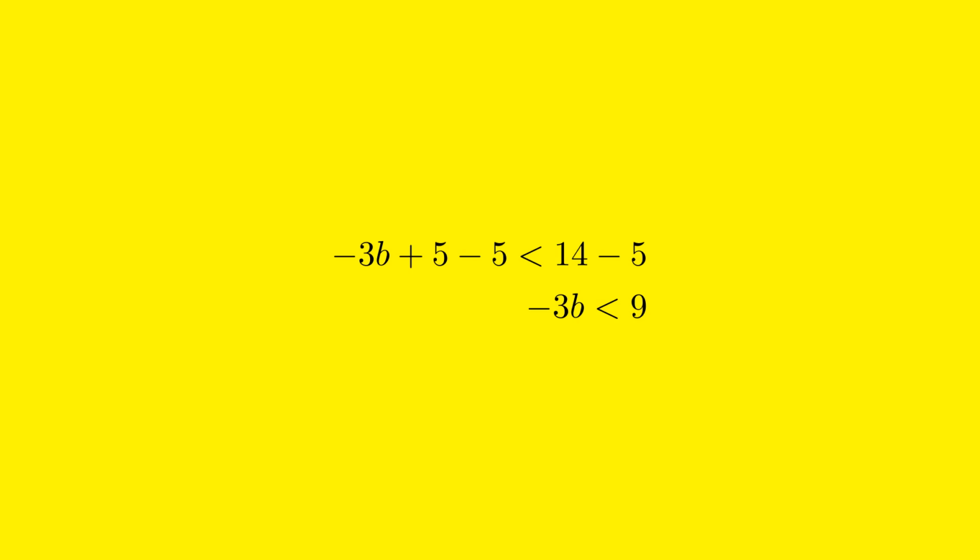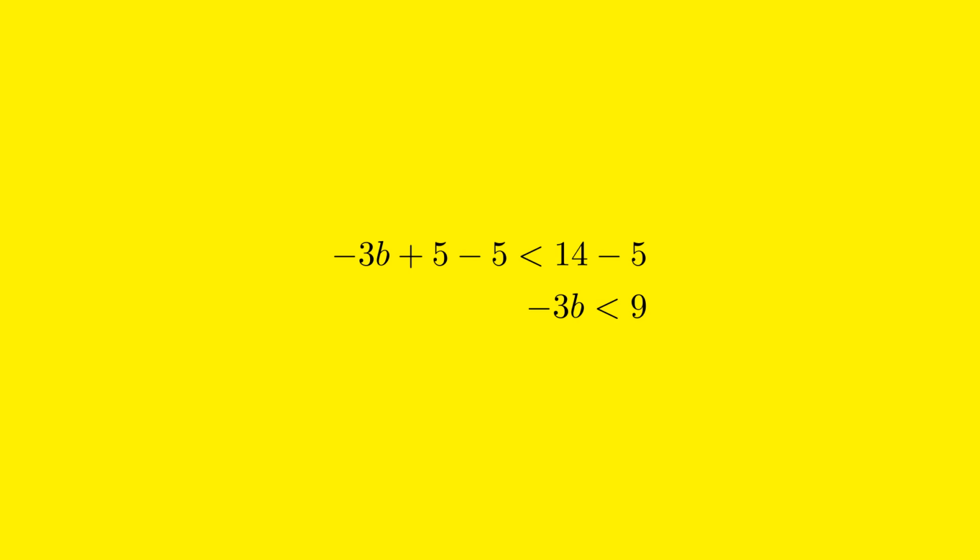Remember, whatever operation we do to one side of the inequality, we must do the same to the other side to keep it balanced. So, we subtract 5 from minus 3b plus 5 and also from 14. This gives us minus 3b plus 5 minus 5 is less than 14 minus 5. When we subtract 5 from plus 5 on the left side, it cancels out, leaving us with minus 3b on the left side. And on the right side, 14 minus 5 equals 9.